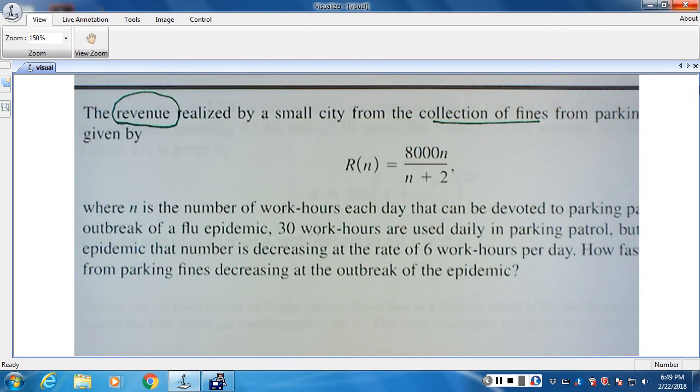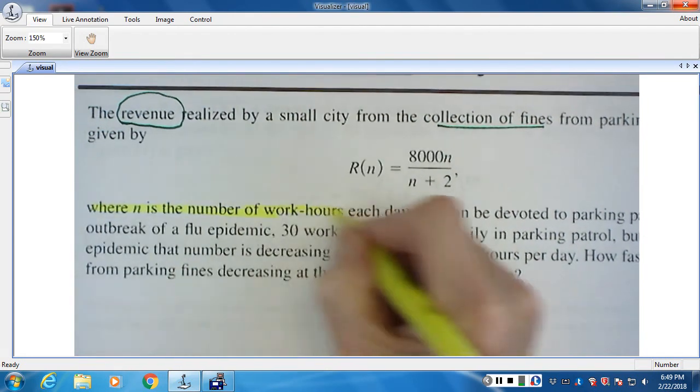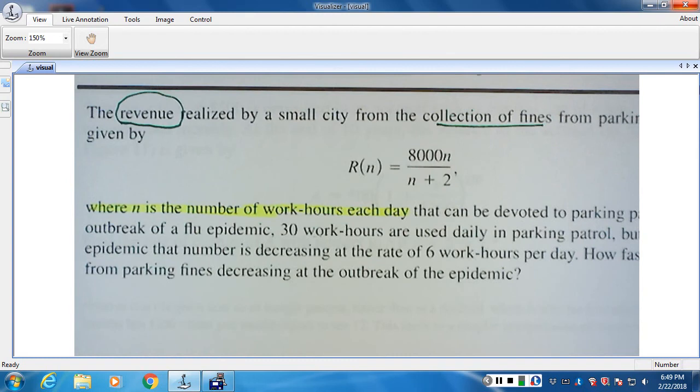So N represents the number of work hours. Be sure you understand that that's what those are. Okay? So on a typical day, they come in, they get their little parking trolley things and ride around, or they ride a bicycle or whatever they're going to do to go around, and they're going to get parking tickets.